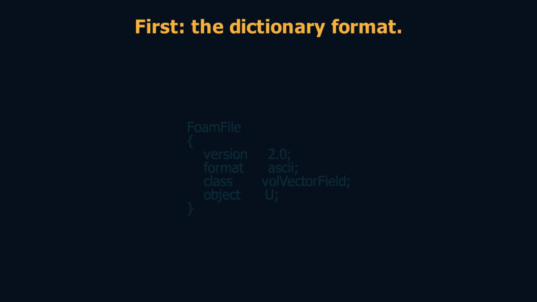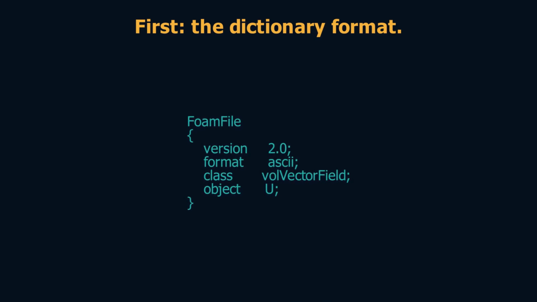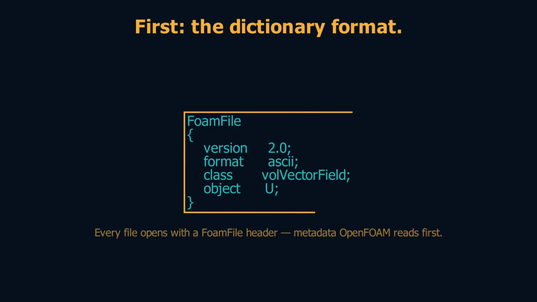Before the folders, one thing they all share. Every OpenFOAM file is written in the same format, a dictionary. It looks like this. A keyword, then a value, then a semicolon. Curly braces group related keywords into a subdictionary. Every file begins with this FoamFile header. It tells OpenFOAM what kind of data is inside. Here, a vector field called U, the velocity.